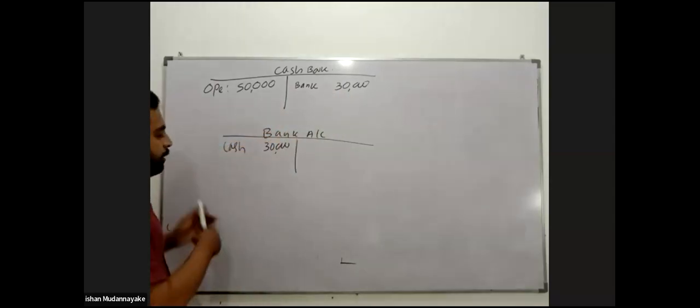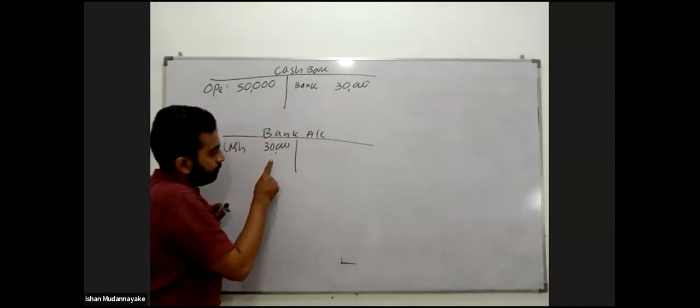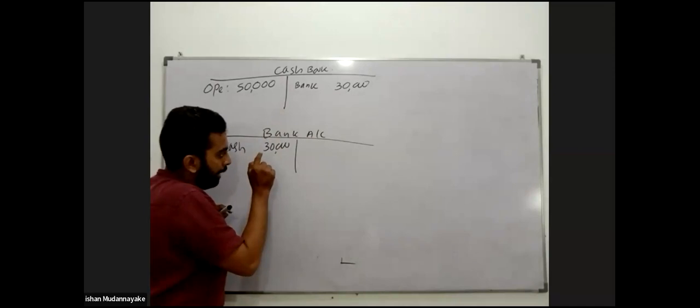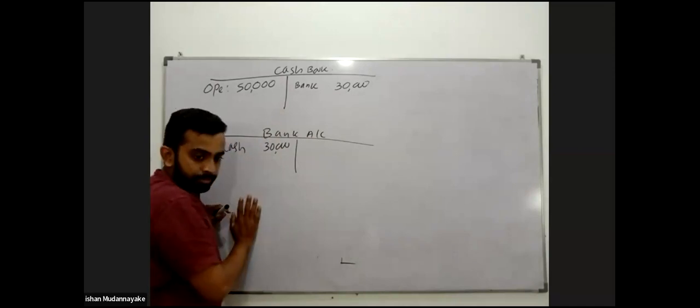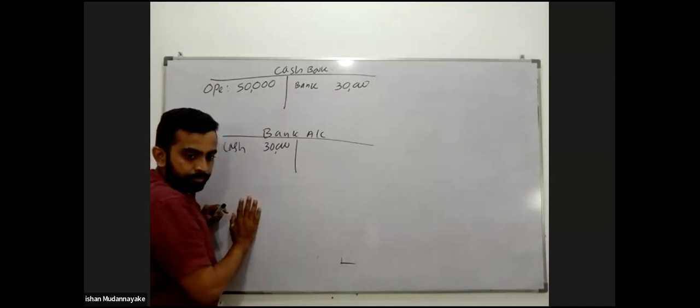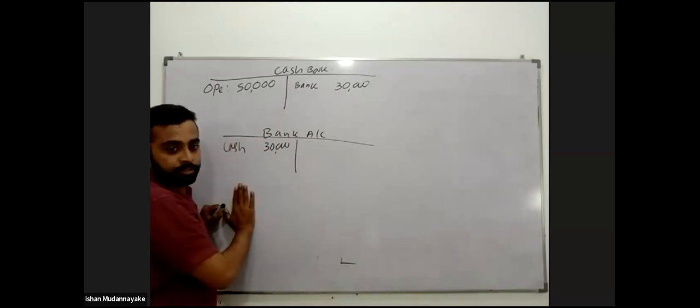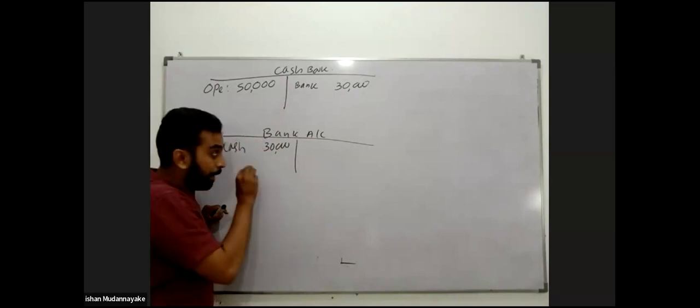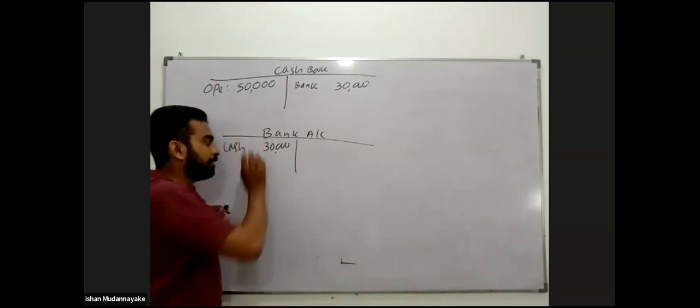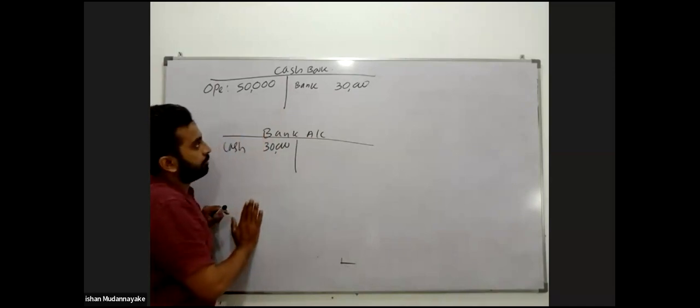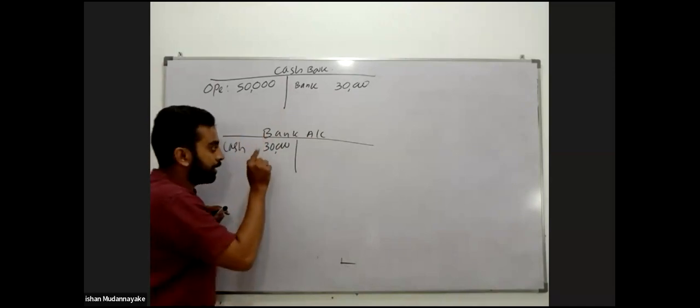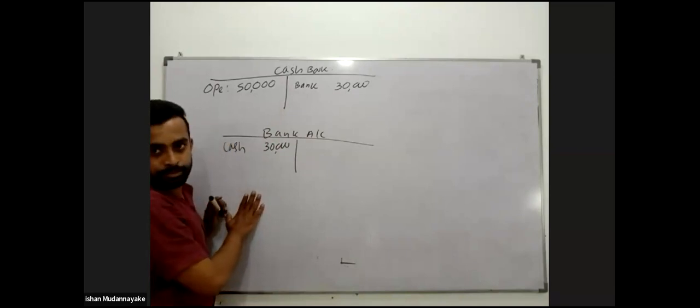And then here the bank account is debited. Is that an asset increase or decrease? Increase. Yes, asset increase. The balance available in the bank increased by 30,000. This 30,000 is also an asset for the business.